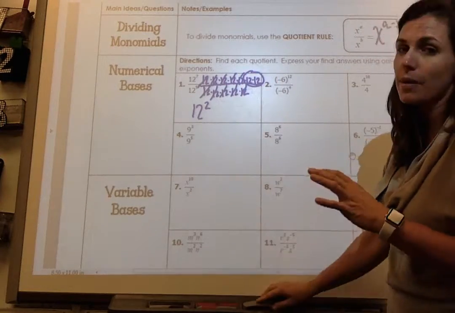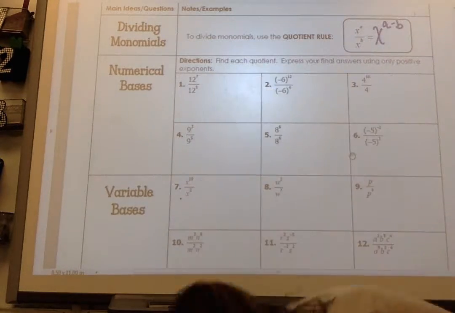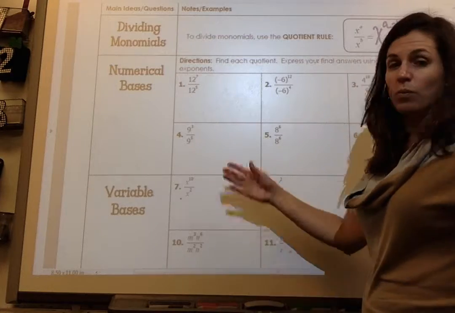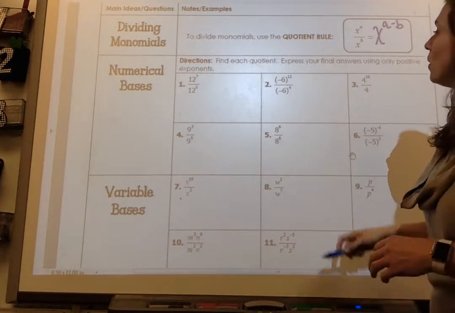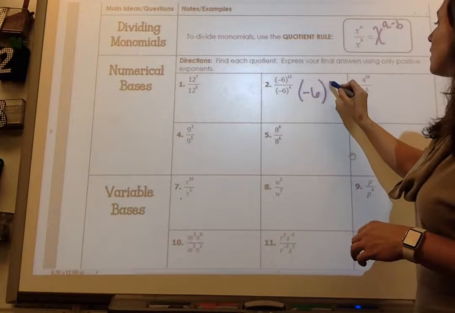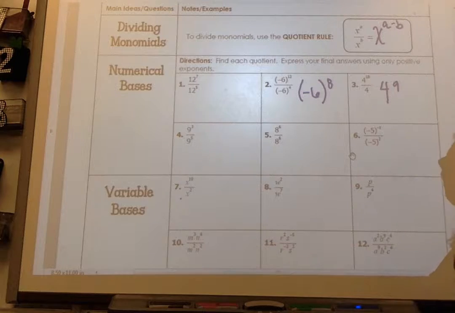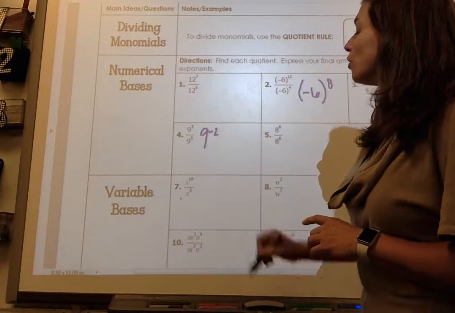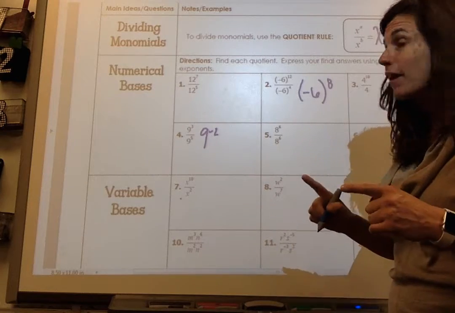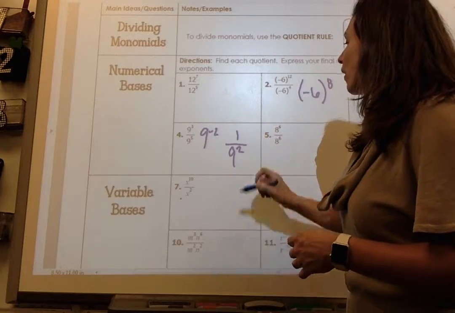And we've already talked about that and looked at that in expanded form back in our notes, and back in our notes earlier when we did negative exponents. So number 2, it's going to be negative 6 to the 8th power. Here I have 4 to the 9th power. Here I have 9 to the negative 2 power, but remember I can't have a negative exponent, so what happens is I put 1 over 9 squared.